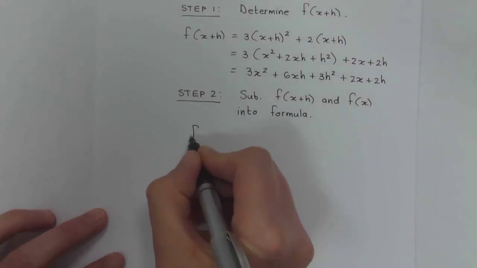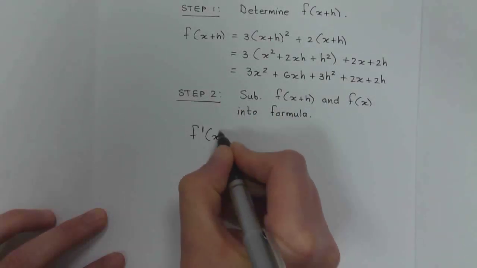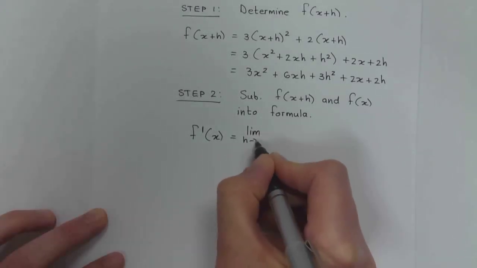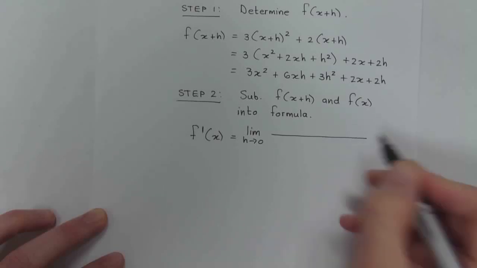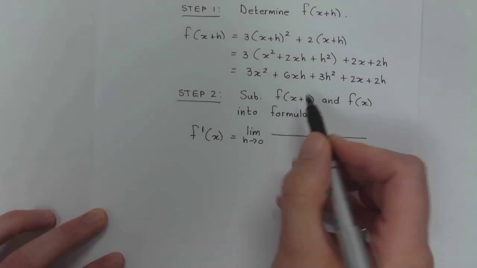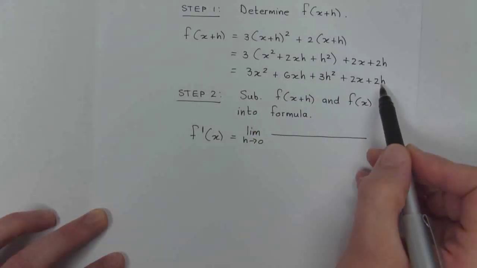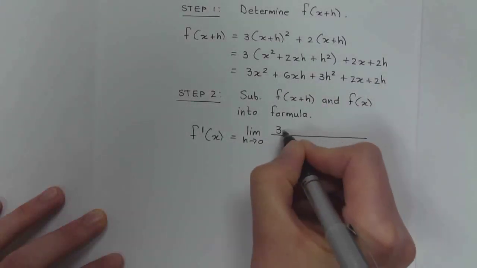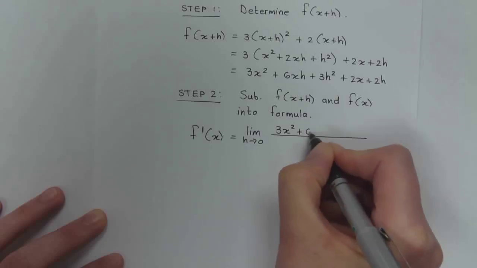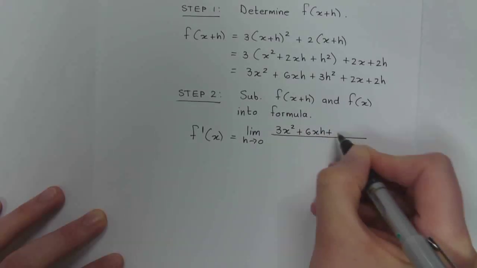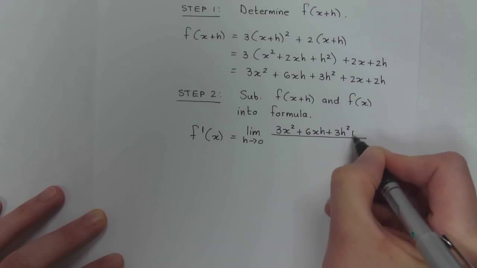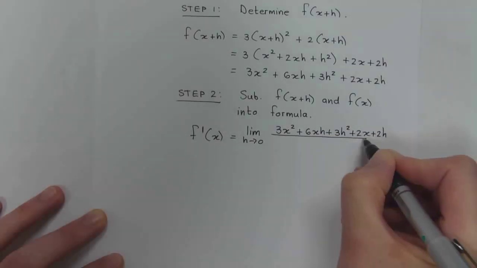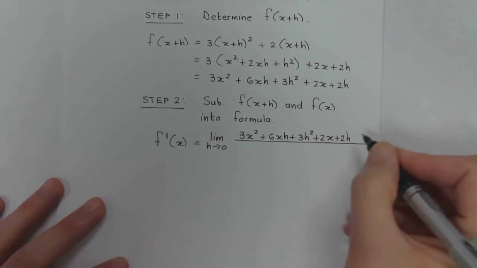So the formula says the first derivative of f(x) is equal to the limit of h tending towards 0. And now, over here, we have to substitute the f of x plus h. And that's why I calculated it over here. So I can just go and I can substitute it into the formula. So I say it's 3x squared plus 6xh plus 3h squared plus 2x plus 2h. And I look to be running out of space here, so I hope I can fit it in.